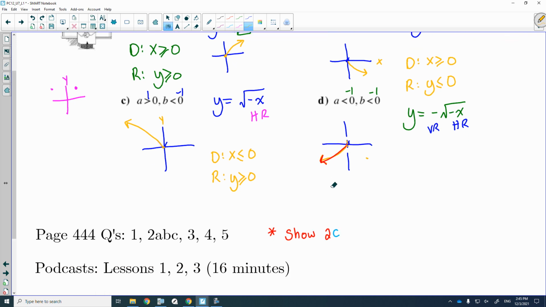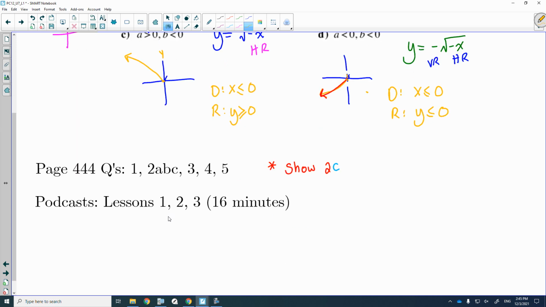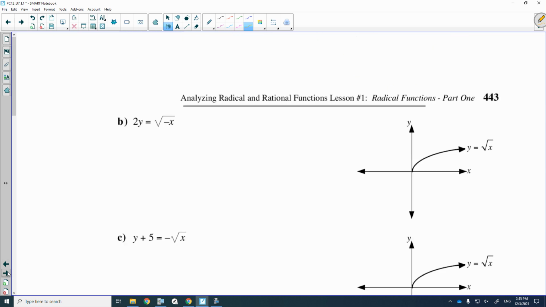Doing the domain and range of that graph, we could see that the domain of the graph is x is less than or equal to 0, and the range of this graph is y is less than or equal to 0. Here are your homework questions that I want you to do. All of number 1, 2A, B, C, 3, 4, and 5. For those of you that watch podcasts, you'd be watching these 3 lessons here. And I'll just set up 2C for you.